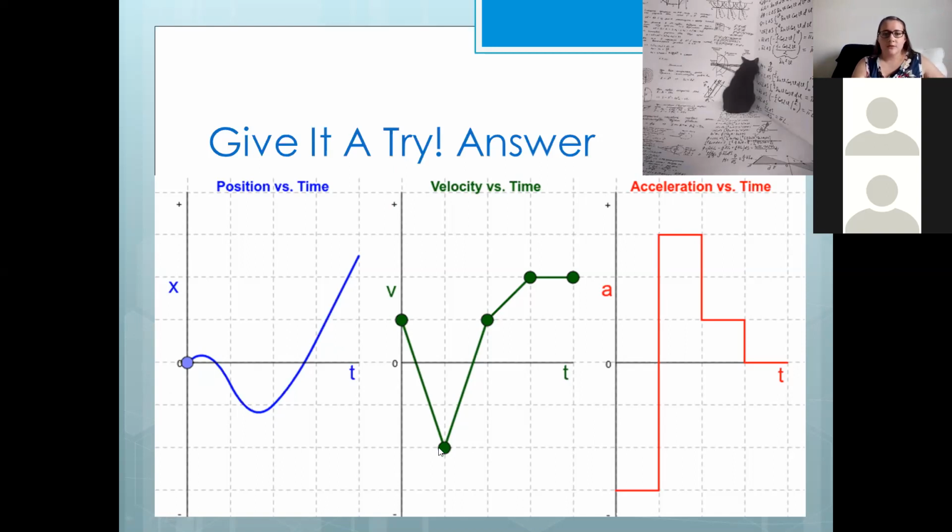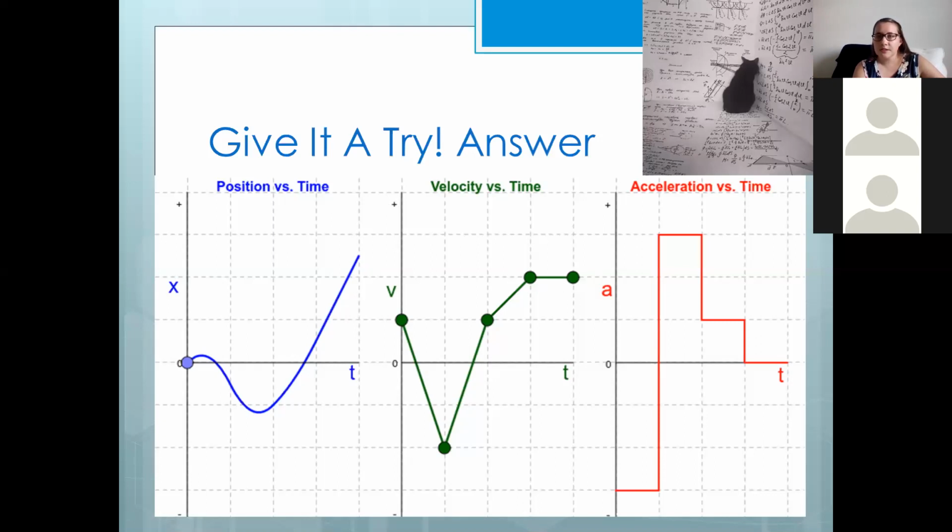So it goes down to a negative velocity. But then the slope of our tangent line decreases in negativeness to flat when it's at the bottom of that hill. So our velocity again crosses 0 at that point. And then our tangent line gets more and more positive as it goes along this last part of the position graph. So our velocity gets more and more positive until it's a constant positive value right there at the end.